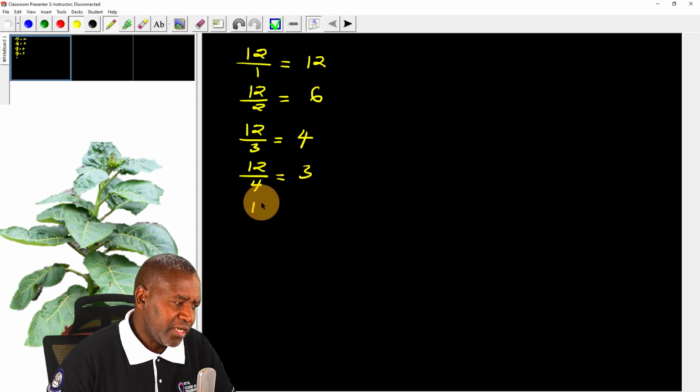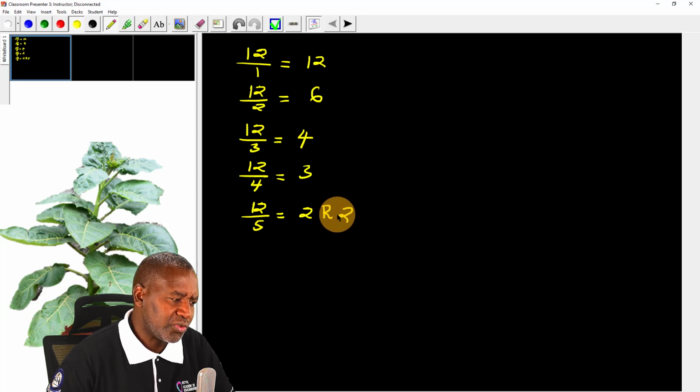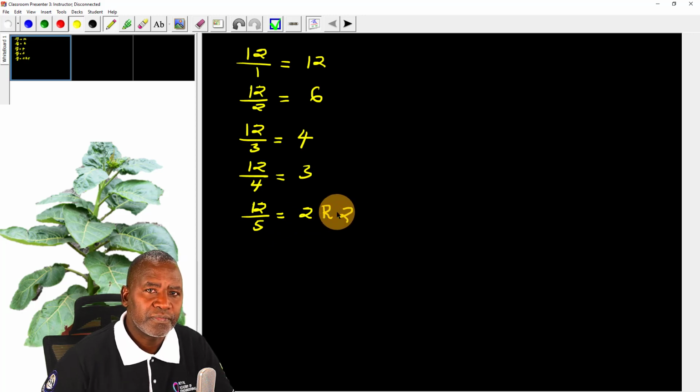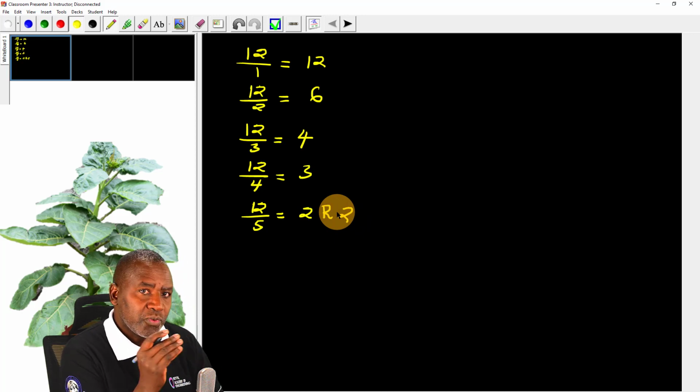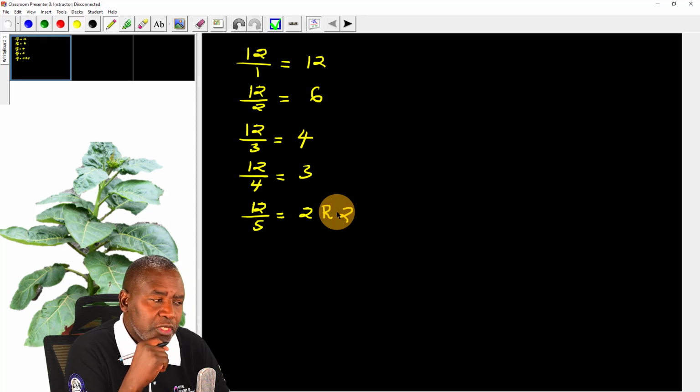But if you divide 12 by 5, you will get 2, but there is a remainder 2. All these are numbers that you divide 12 with. When we look at those numbers which divide 12 and there is no remainder, those numbers are referred to as factors of that number.